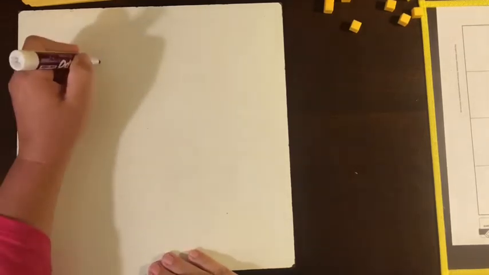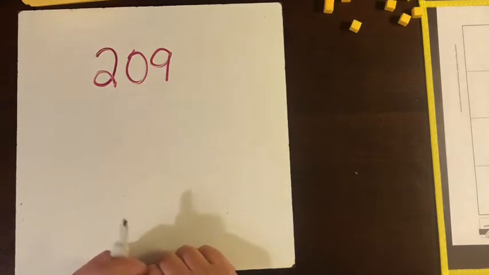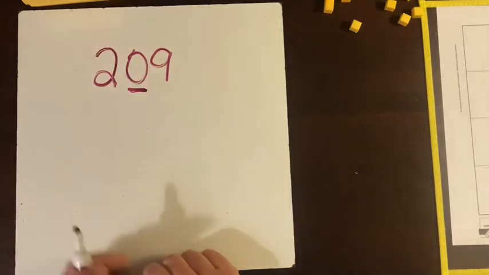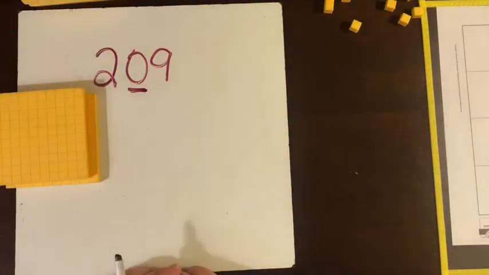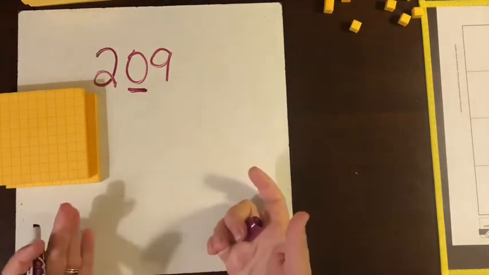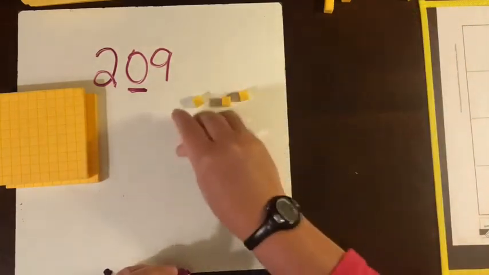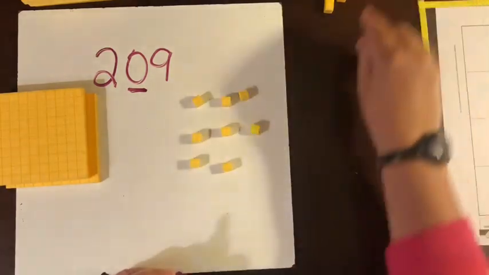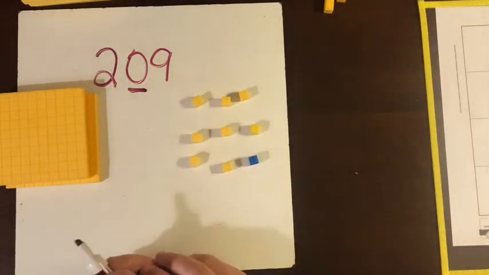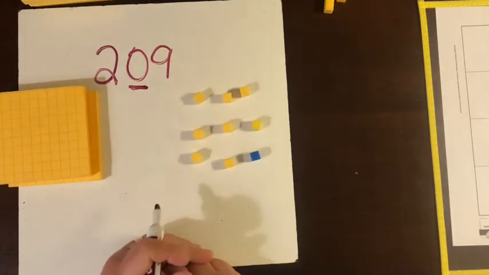So let's try another one. Let's try a little bit harder one. The reason why I say harder one is because of why? That's right, we have a 0 there. So what does that number look like? That's 200. How many 10s do I have? I don't have any. And how many 1s do I have? There's 6, 7, 8. Throw a blue one in there today. 9. So that's 209. I have no 10s. I call that the harder one because sometimes we forget the 0.